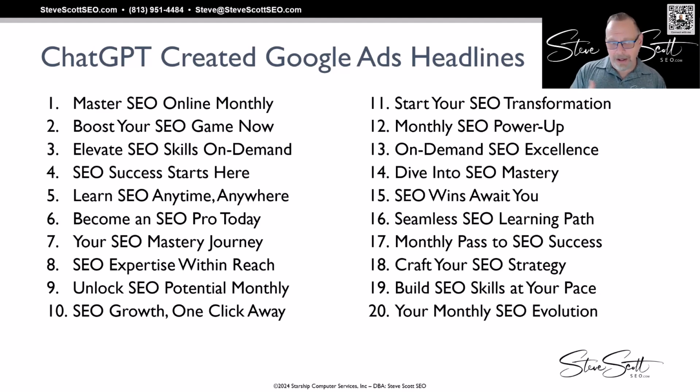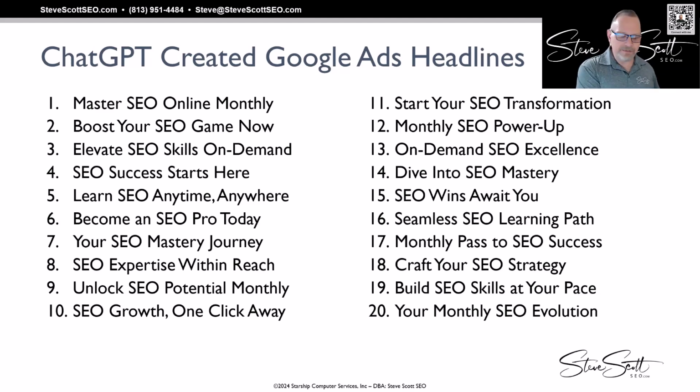They include some form of compelling word like boost and master and elevate and learn and become a pro and your mastery journey and within reach. These are a lot better than what I could come up with. Maybe I could come up with some of these, but it would probably take me a really long time to write some of these out. What I can do now is pick and choose the ones that I really like, that really resonate with me.